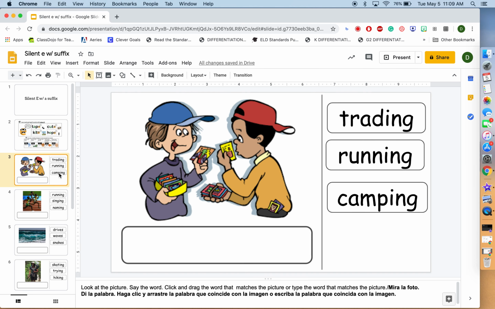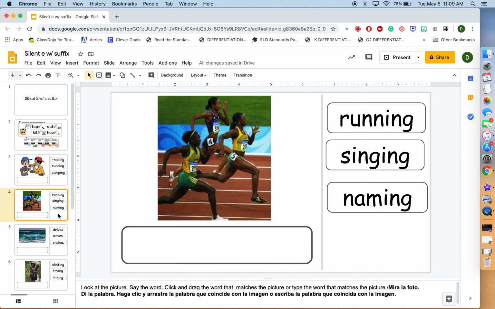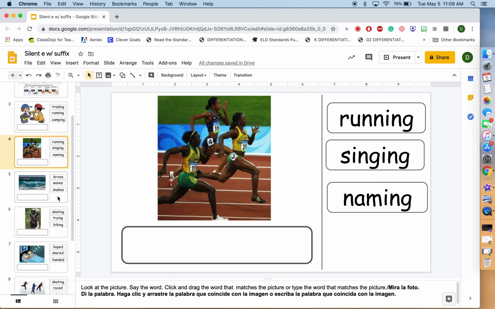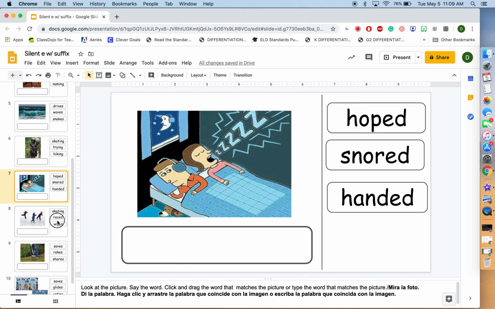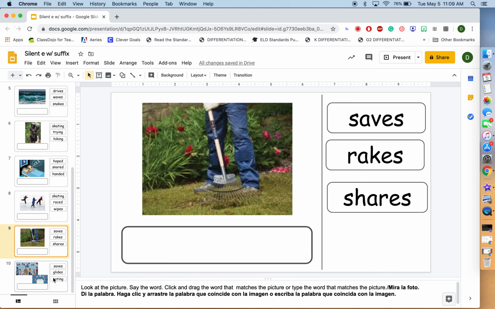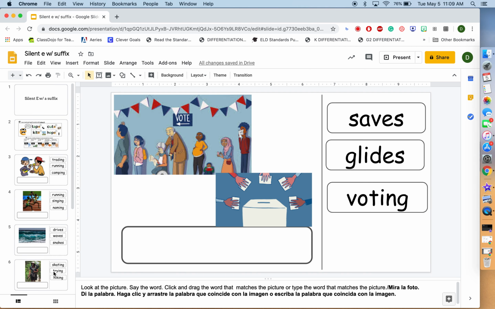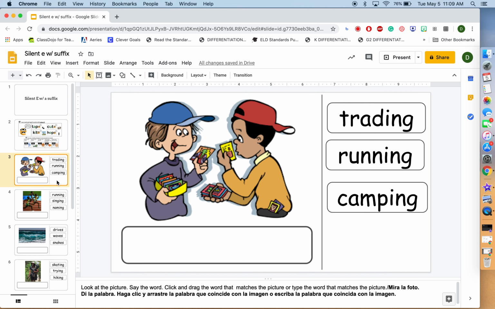Cool. I'm going to show you how to do this one. I'll do this one for you. In class, we will do slide 4. And then on your own, you're going to do 5, 6, 7, 8, 9, and 10. So let's do number 3, or slide 3, technically.